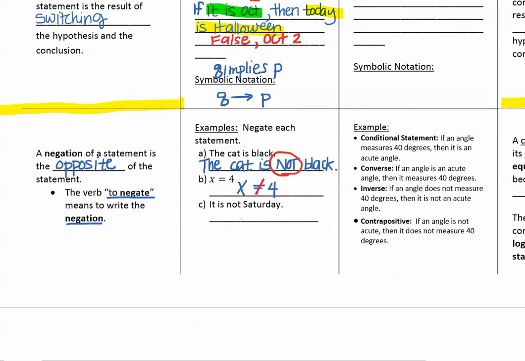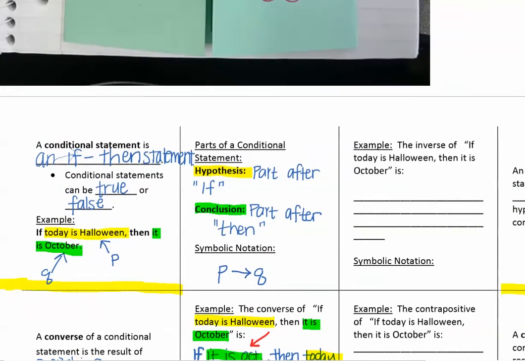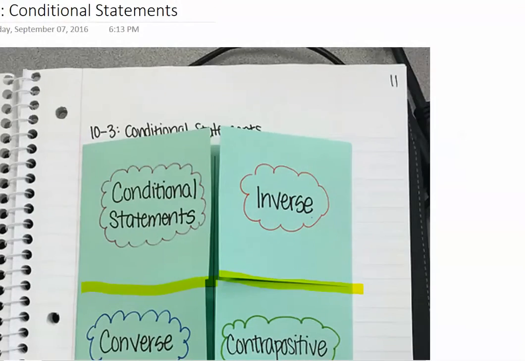All right? What if it already has a not? Like this sentence says, it is not Saturday. Well, if it already has a not, then we're going to just remove it because we don't want two nots, right? No double negatives. So it is Saturday would be the opposite of this one. So we remove the not in this case. So negation comes in our next one, inverse.